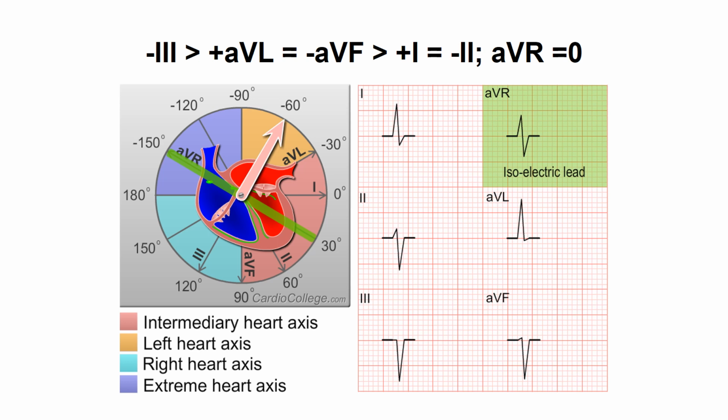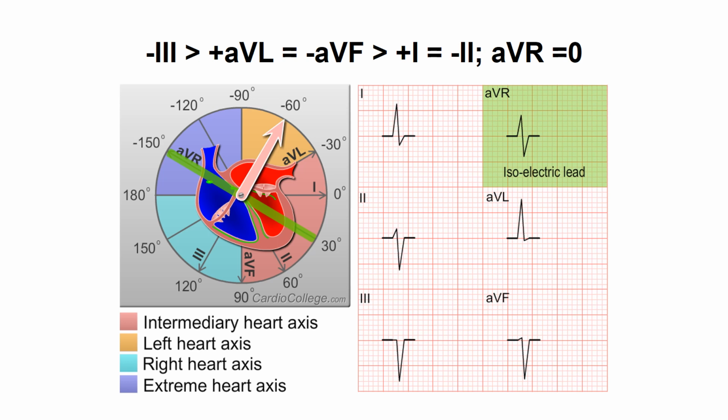Isoelectric, 0, lead is AVR. The lead perpendicular to AVR is lead 3. In lead 3 the wave amplitude is the largest, negative, wave S. The ECG formula: in lead 3 the amplitude of the S wave is greater than in minus AVL, R wave, and in minus AVF, S wave.